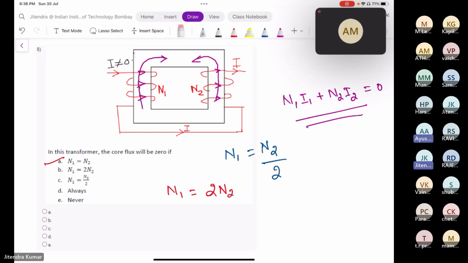Sir, there is some echo sound, sir. I think it is coming from the last person who was speaking. Who was the last person who was speaking? Who was justifying N1 I1 plus N2 I2 is equal to 0? No, I am not saying anything. After speaking, turn off your mic.